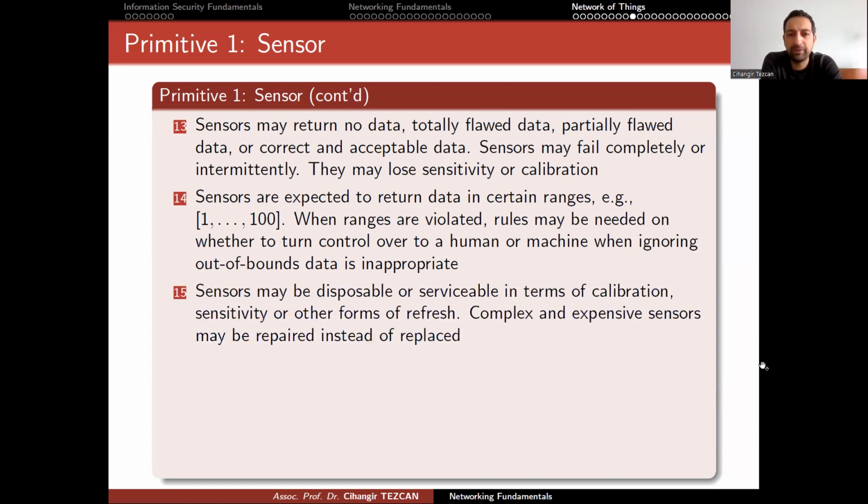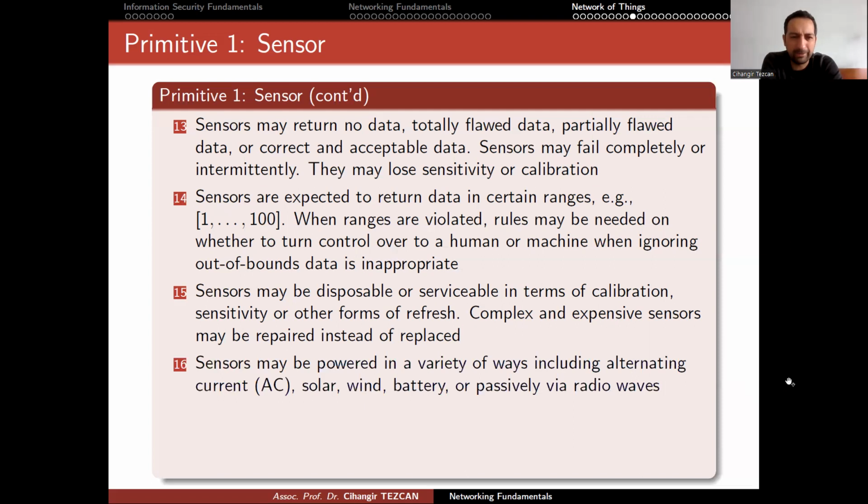Sensors may be disposable or serviceable in terms of calibration, sensitivity, or other forms of refresh. Complex and expensive sensors may be repaired instead of replaced, which nowadays never happens, by the way, because in hardware, the current trend is to throw it away and buy a new one. Sensors may be powered in a variety of ways, including alternating current, solar, wind, battery, or passively via radio waves. So it depends on the device you are using. If it's a smart card, yes, it can be passively activated by radio waves. But if you're putting it in the field, probably it is battery powered and so on.